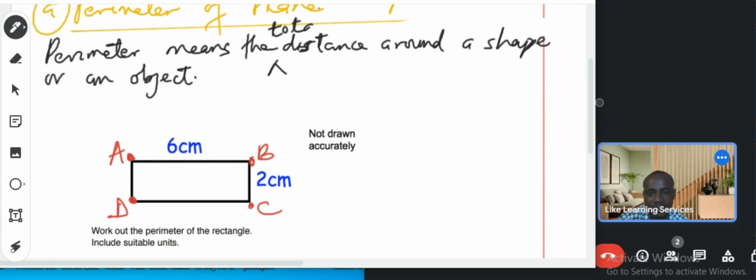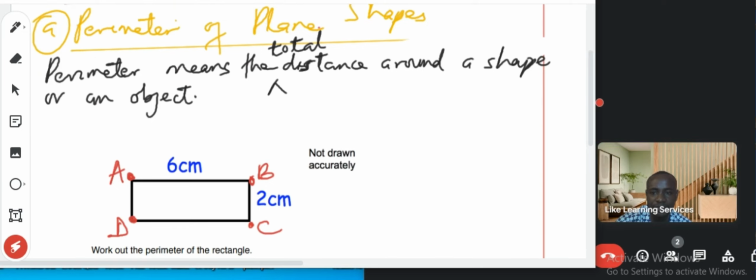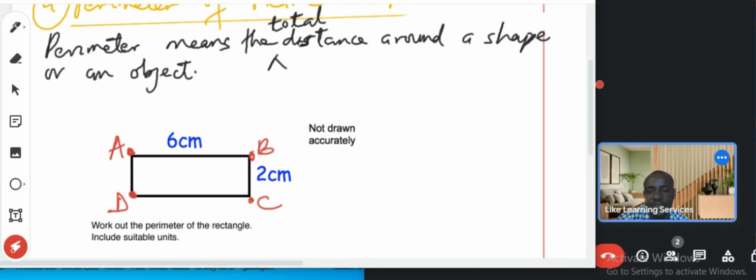Can you read it out? Which one should I read out? The definition of perimeter. Perimeter means distance around a shape or an object. Yes, the total distance around a shape or an object is the perimeter. So the way to do it, you can start from a point, start from A, and walk around until you come back to A. All the distances you covered from A, walking around and back to A, is the perimeter.